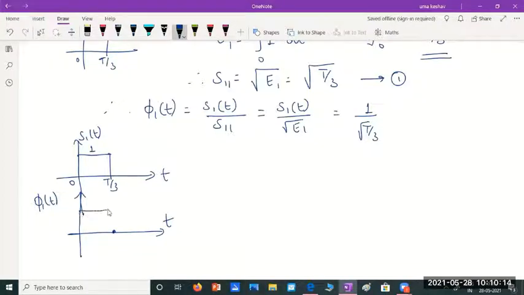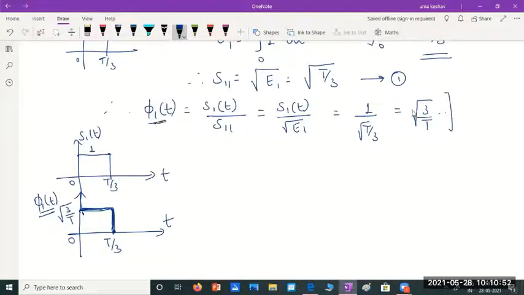I think this will become, can I say this is root 3 by t? 1 divided by root t by 3 will just interchange. I can write this amplitude to be root 3 by t. Again, this exists only between 0 to t by 3. So remember, this is nothing but phi1 of t.